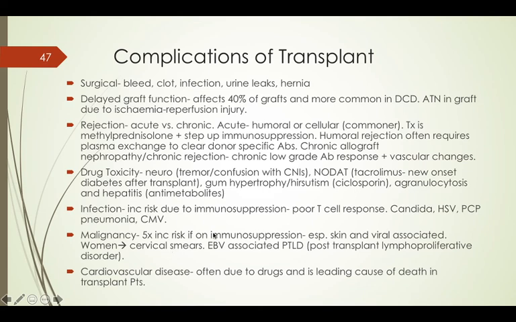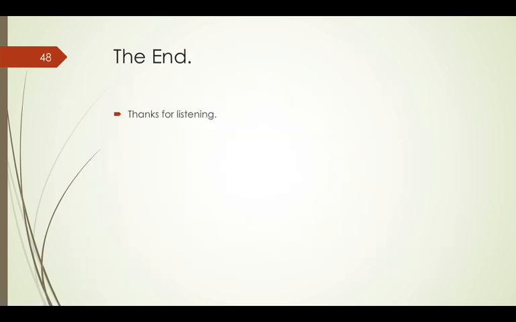So things like squamous cell carcinoma on the skin and some viral associated cancers are more common in those on immunosuppression. As I mentioned, some viral-associated cancers, so EBV, Epstein-Barr virus, and post-transplant lymphoproliferative disorder as well. Women often have cervical smears monitored, again for that worry about malignancy transformation. So that's pretty much it.